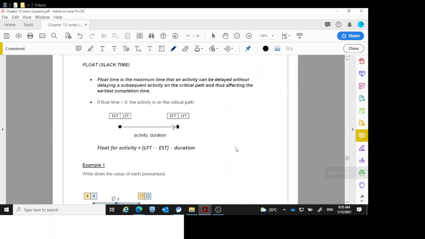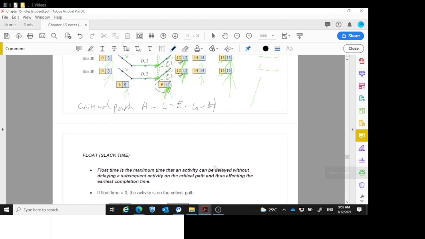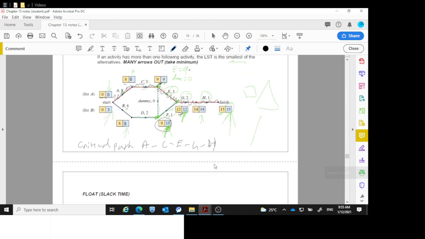The float is working out the ones that are not on the critical path. So I'm just going to rub this out here. So anything that's not on the critical path means it can be delayed. They have this float time. They don't need to start when we've said they have to start. Okay, so I'm just going to work out the float. So the ones that are not on the critical path. So B is not on the critical path.